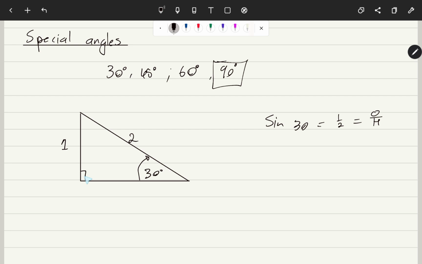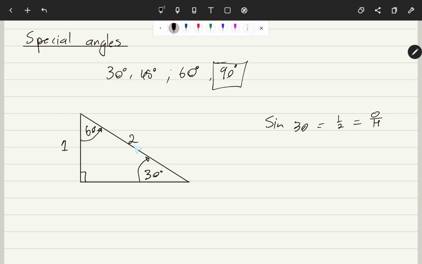If I have 90 degrees here and 30 degrees here, how much is that? It's 120. So to get to 180 degrees, which is the total sum of all angles in a triangle, the only angle that I'm missing is 60 degrees. So here we have 60 degrees.